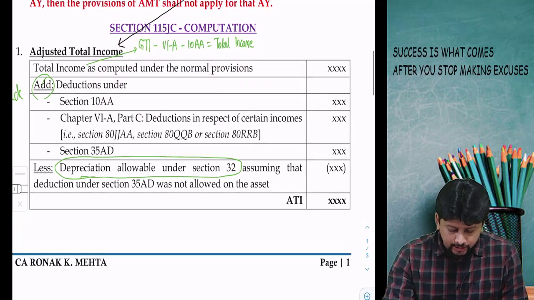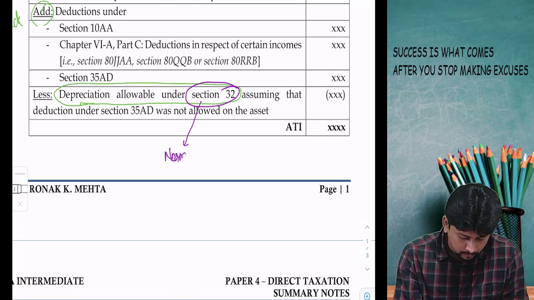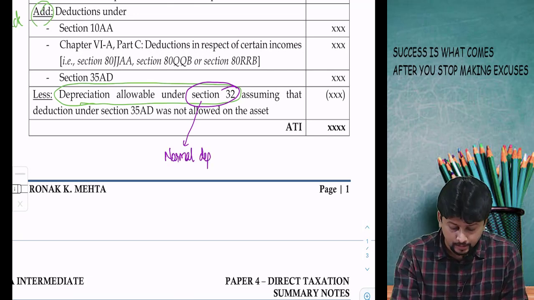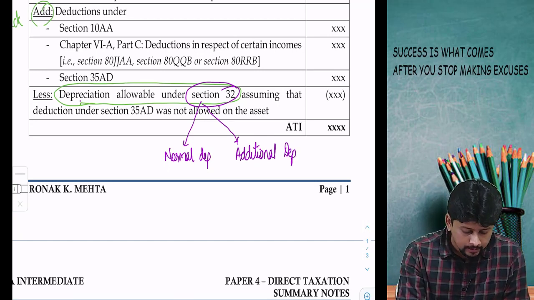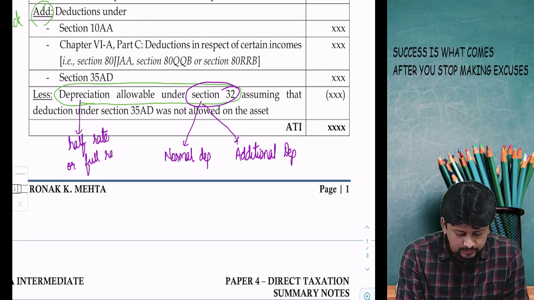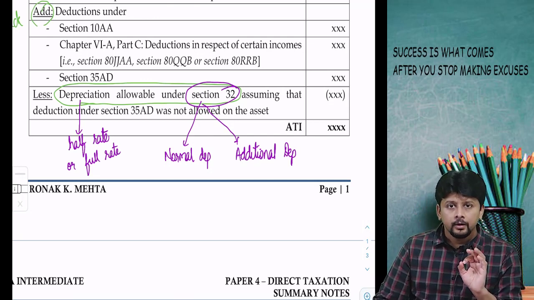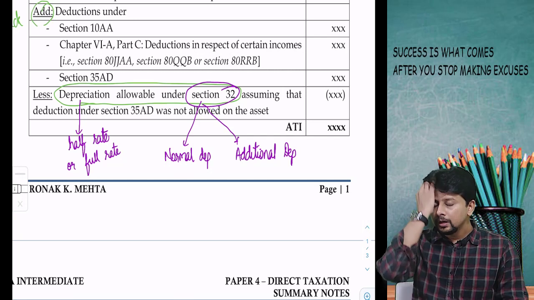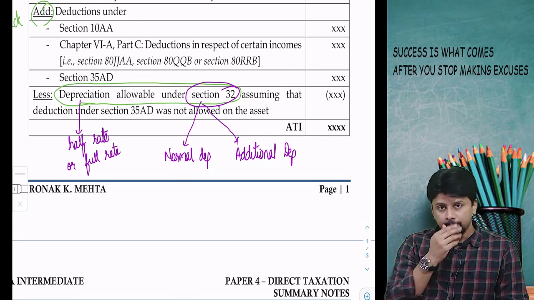Remember, when I say depreciation under section 32, what I mean is normal depreciation will be subtracted. If all conditions are satisfied, even additional depreciation will be subtracted. Depreciation under section 32 is allowed at half rate or at the full rate. So that concept will also equally apply. If you are talking about a fixed asset which is installed in a specified business, under PGBP computation, you have already taken a 100% deduction.